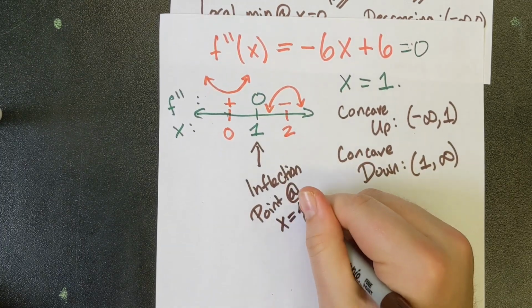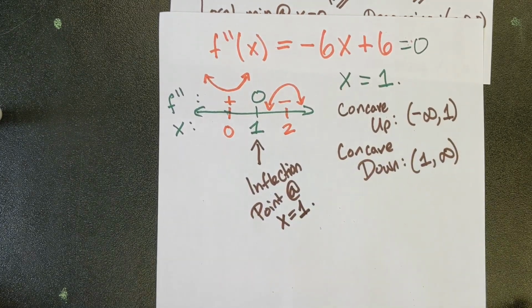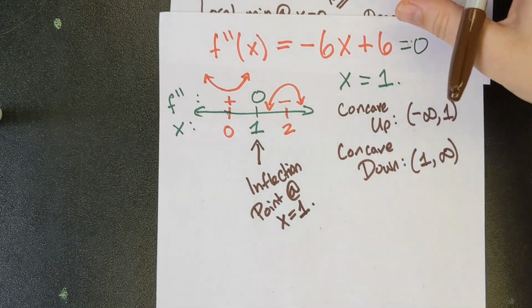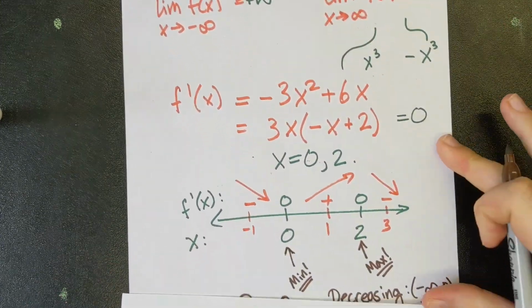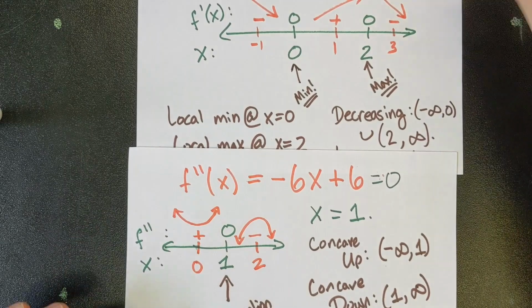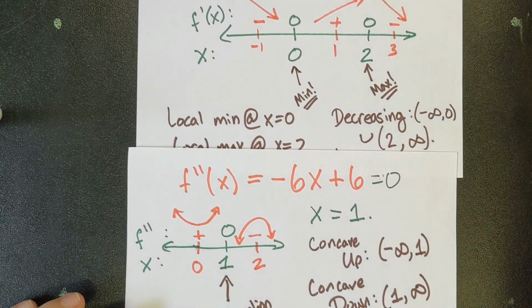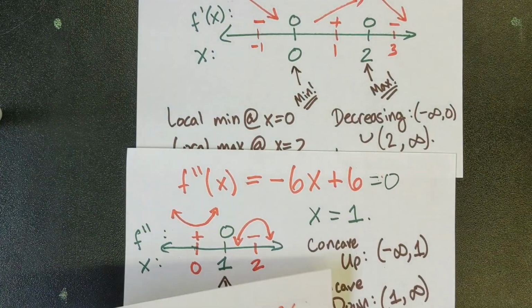At x equals 1. So we've now done quite a bit of analysis on this function, from looking at its end behavior to its first derivative to its second derivative. And so let's use all that to now go back and graph this function.